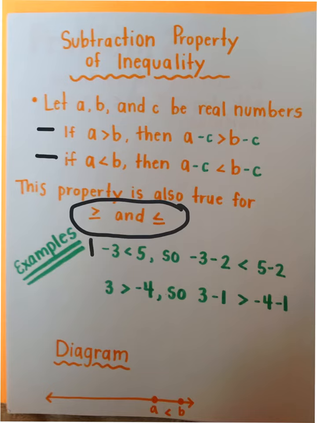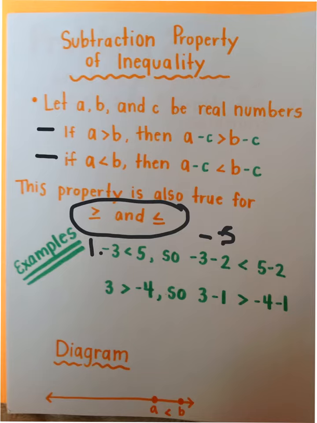If we look at the first one, we have -3 is less than 5, which means -3 minus 2 is also less than 5 minus 2. So let's check our math and make sure. I know that -3 minus 2 will leave me with -5.